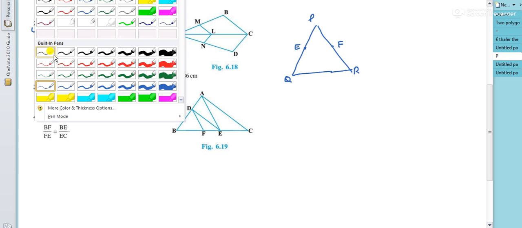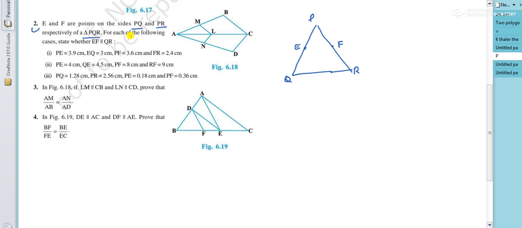Okay, now what have they given? For each of the following cases, state whether EF is parallel to QR or not. So we have to say whether EF is parallel to QR or not. So when will these two be parallel? Since this is parallel to the third side, the other two sides should be in the same ratio, correct? As per the converse of BPT, PE by EQ should be equal to PF by FR.